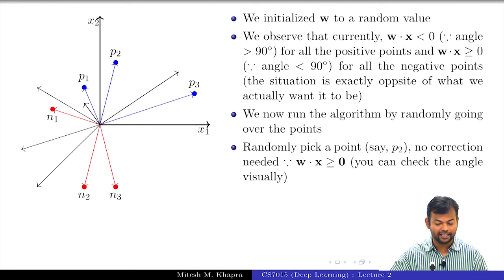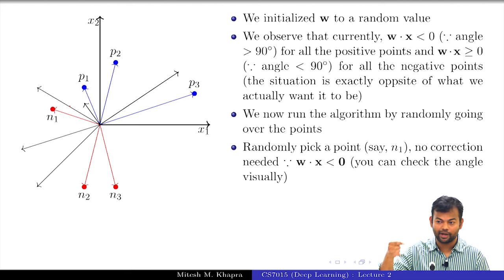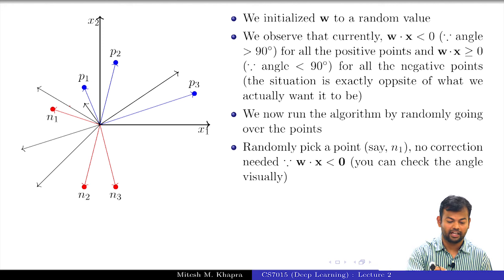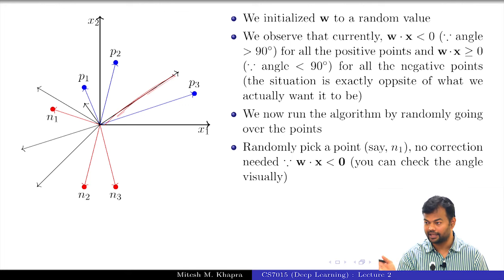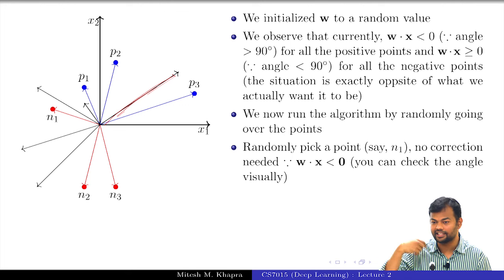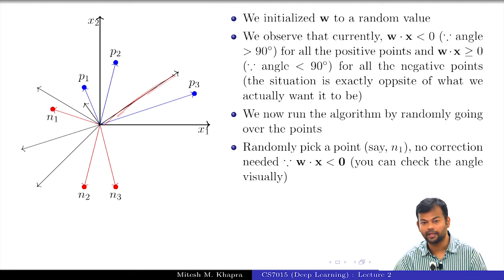And now we keep cycling, and as I keep cycling over the points, I realize that I no longer need any correction. It should be obvious from the figure that for this particular value of W, all my positive points are making an angle less than 90, and all my negative points are making an angle greater than 90. That means, by definition, my algorithm has converged, right? So I can just stop. I can make one pass over the data, and if nothing changes, I'll say it has converged, okay?